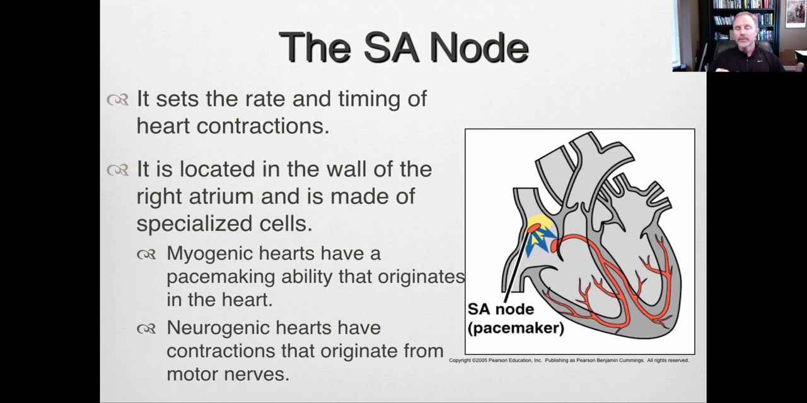So you have two types of hearts that we discussed. We talked about myogenic hearts and we talked about neurogenic hearts. Myogenic hearts are where the heart's pacemaking ability originates actually in the heart, whereas neurogenic hearts have nerves that innervate and initiate these contractions. And the human heart is a myogenic heart.